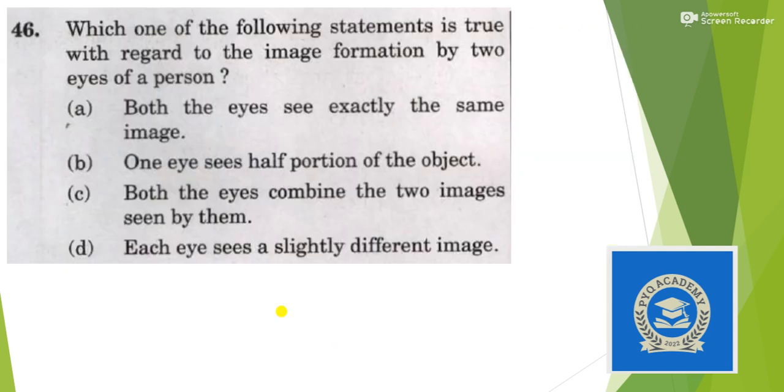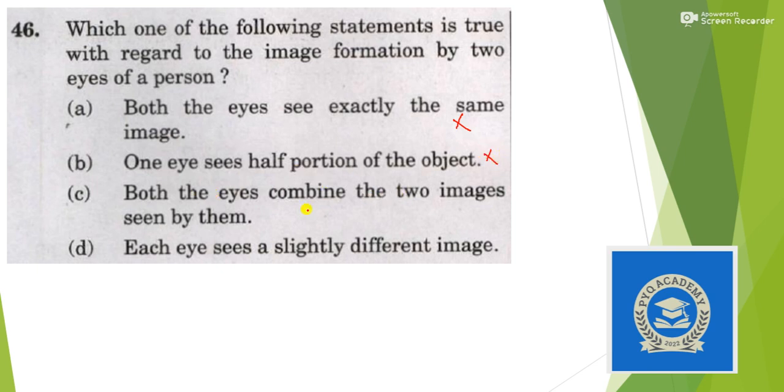So now let's come to the answer. Which one of the following statements is true regarding the image formation by two eyes of a person? Both the eyes see exactly the same image? No. One eye sees half portion of the object? No. One eye can see more than half. That means it can see, I think, more than 180 degrees.